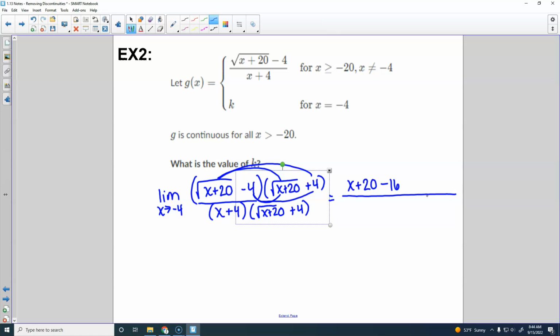In the denominator, don't multiply those together. It's something that a lot of you, Connor in particular, was doing a lot. He was multiplying his denominator back together, and then he'd have to factor it back out to get something to cancel. So just keep it factored. So x plus 4, square root of x plus 20 plus 4. Oh, and I'm being lazy. I need that limit notation.